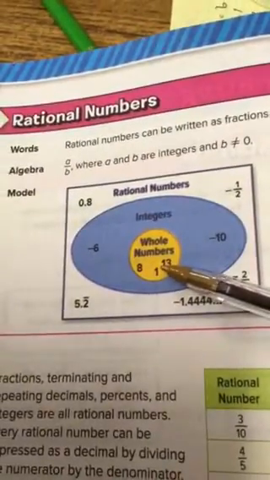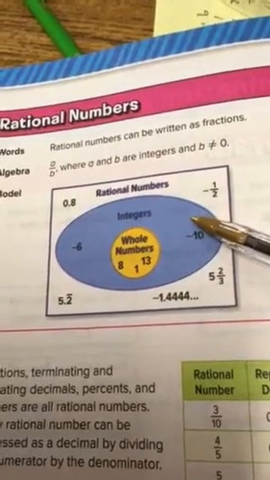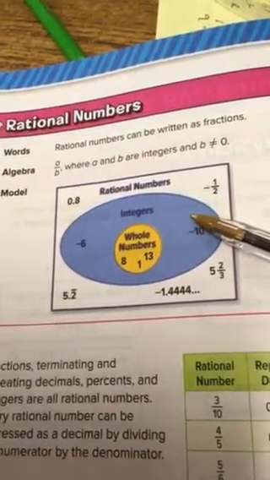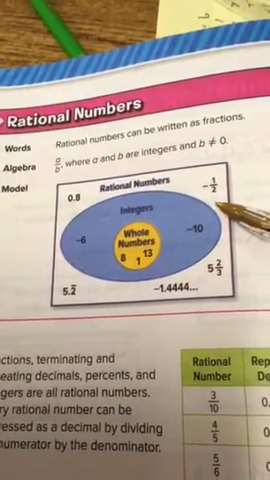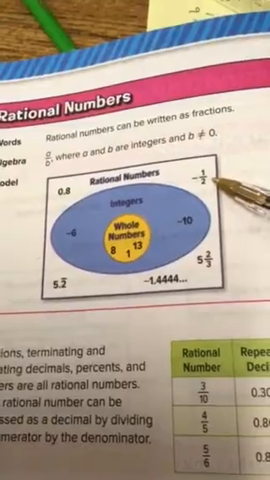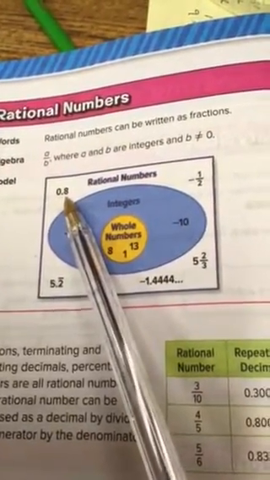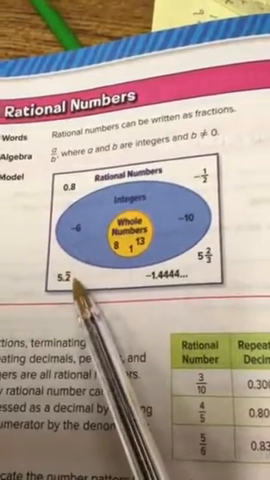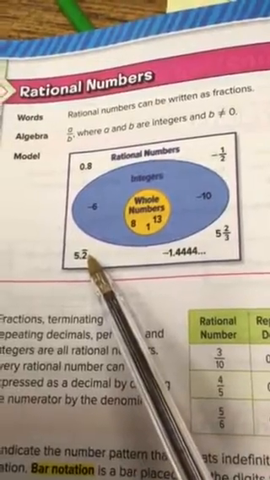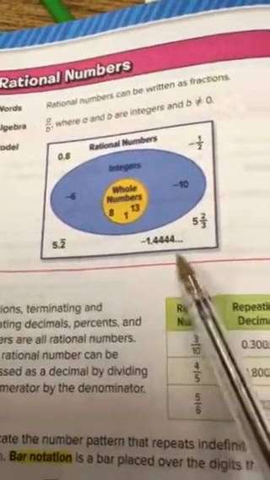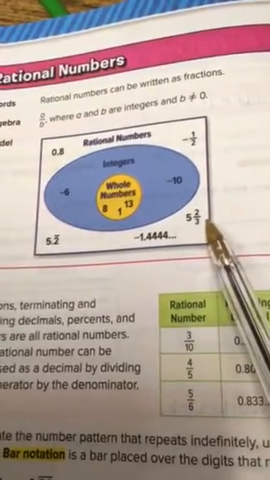Notice you have whole numbers. Your whole numbers are your counting numbers. Your integers are your positive and your negative numbers, and the rational numbers by definition are numbers that can be written as fractions. Negative fractions, decimal 0.8, as you know, is known as 8/10, and you reduce it. 5.2 repeating is known as 5 and the repeating 2 as a fraction. This is a mixed fraction right here, this is a negative mixed fraction here, and this is a positive mixed fraction here.